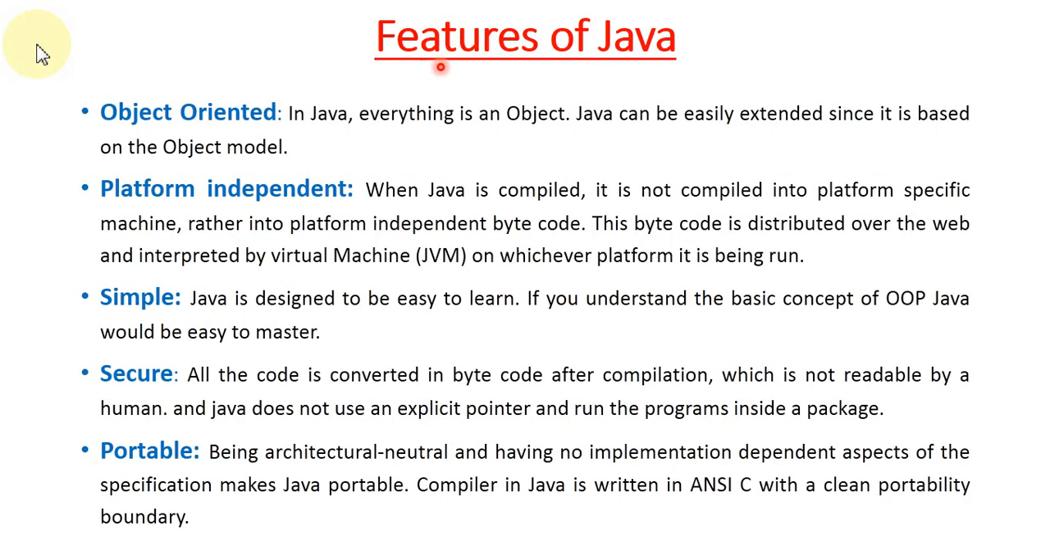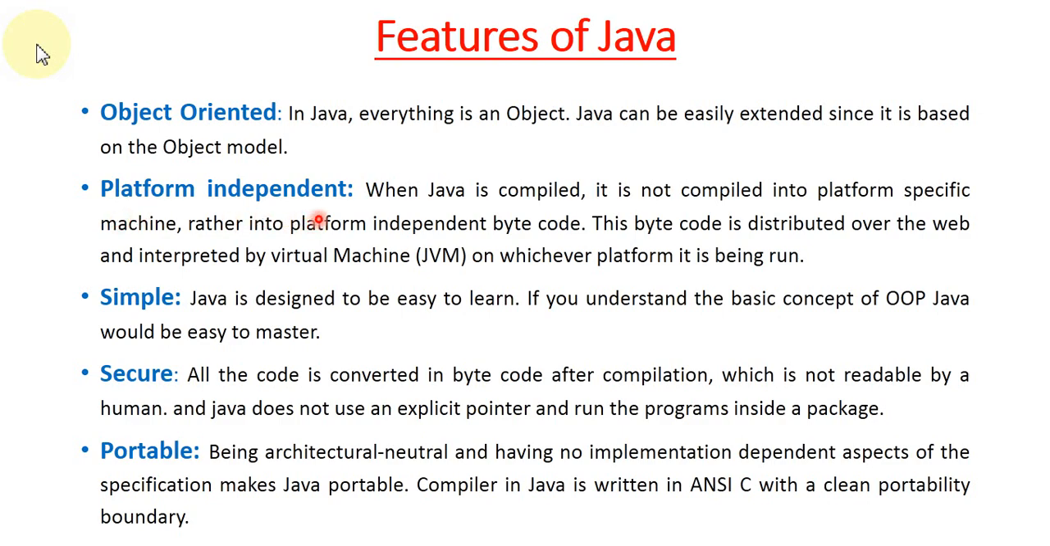So let us see some important features of Java. First of all, object oriented, as we all know. In Java everything is an object. Java can be easily extended since it is based on the object model. So we can extend Java code anytime, anywhere, whenever it is needed.